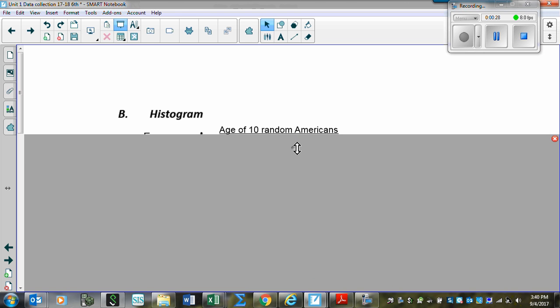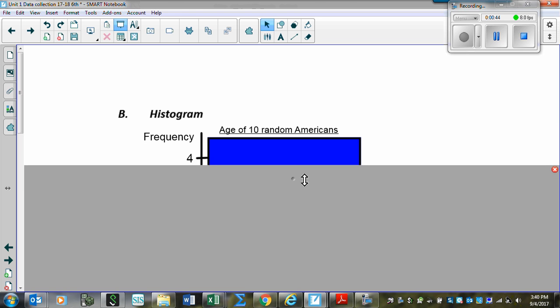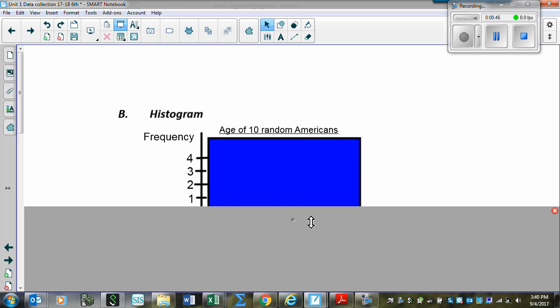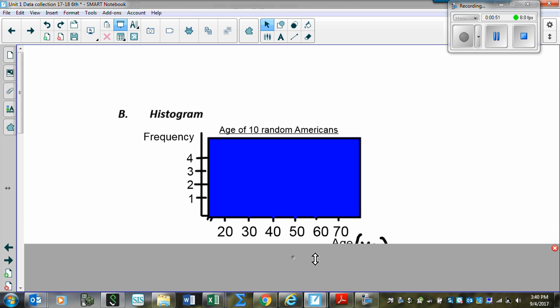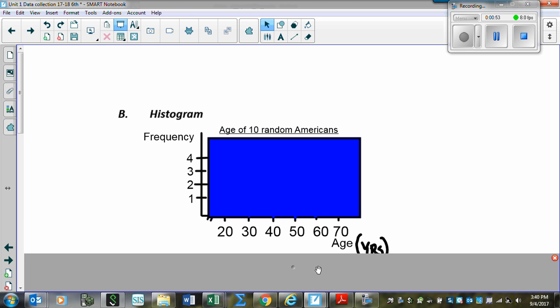We have a title, and so we're putting the age of the 10 random Americans. We're going to use the same set of data. We made the data chart for ages of the 10 Americans, 20 to 30 all the way to 60 to 70. And we'll have a vertical and a horizontal axis. For histograms, almost always your vertical axis is going to be frequency. On the frequency, 1, 2, 3, 4, we're doing units of 1 up.